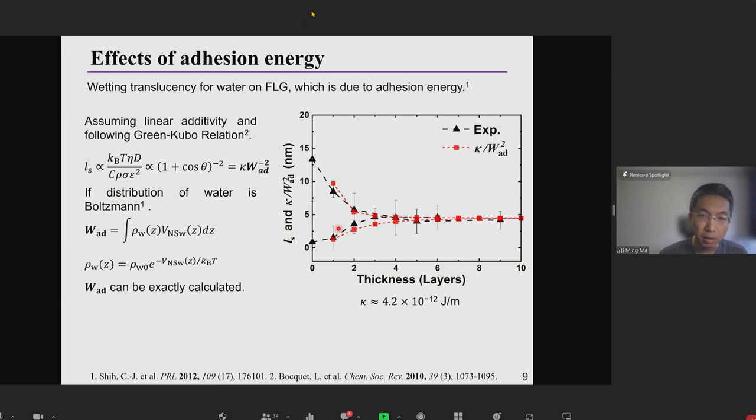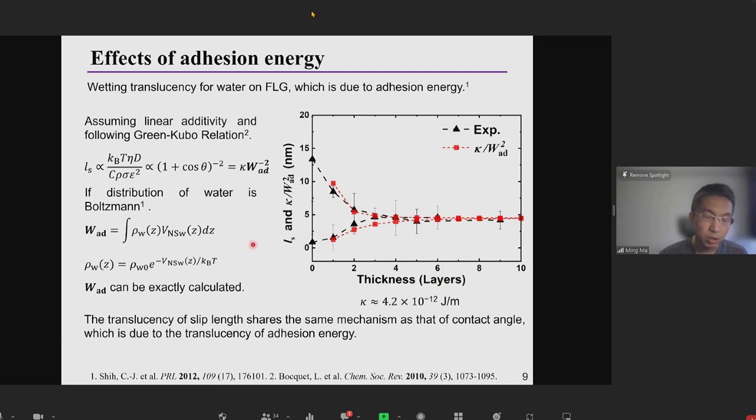I want to emphasize that we only have one fitting parameter here, which is kappa, and only one. This good agreement shows that the translucency of slip length shares the same mechanism as that of contact angle, which is due to the translucency of adhesion energy. This is very good because we got a reasonable explanation for our observations. But then another question is, is slip length decided by the contact angle only? Because here it seems that it shares the same mechanism for the translucency.